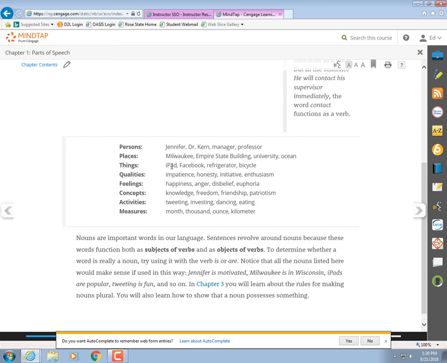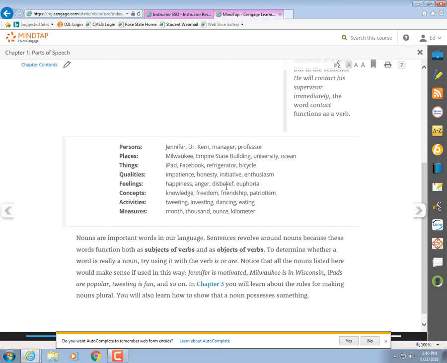Qualities like impatience, honesty, integrity, initiative, enthusiasm. His enthusiasm for the project. Enthusiasm becomes the subject of that sentence, doesn't it? It's a noun. It's a quality. Feelings: happiness, anger, disbelief, or euphoria. My anger gets me in trouble most of the time. Anger is the feeling that's being expressed as a noun for the following verb.